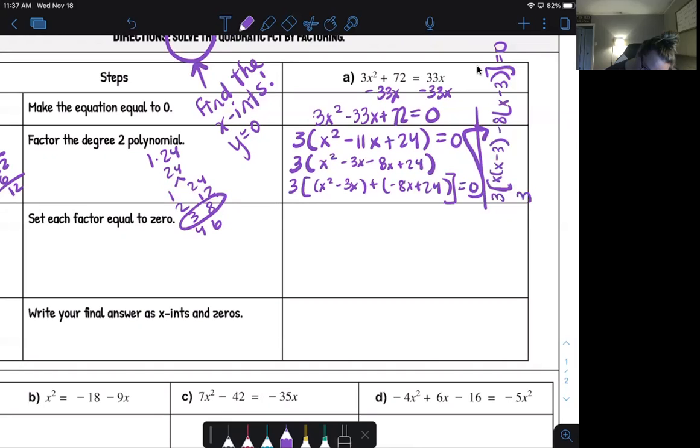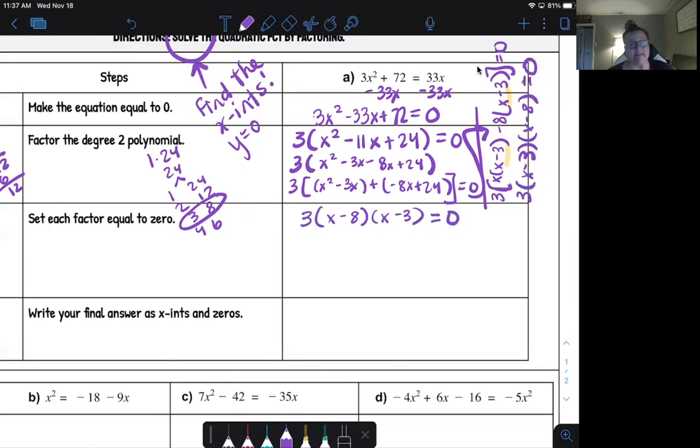Then we're going to have 3 times. Because our parentheses match, we're ready to factor. So x minus 0, x minus 3 is one of the factors. And then x minus 8 is the last factor. So we have 3 times x minus 8 times x minus 3. I'm glad I caught that. That should be x minus 3 equals 0.